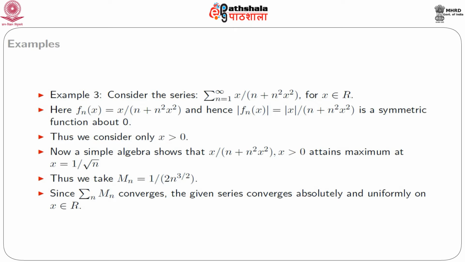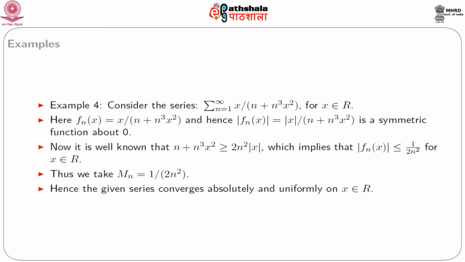So, we can take the maximum value of the absolute value of f n x as our Mn, and in this case we get Mn as 1 by twice n to the power 3 by 2. It is well known that the series with 1 by 2 n to the power 3 by 2 as the nth term converges. So, the given series converges absolutely and uniformly on x belonging to R.